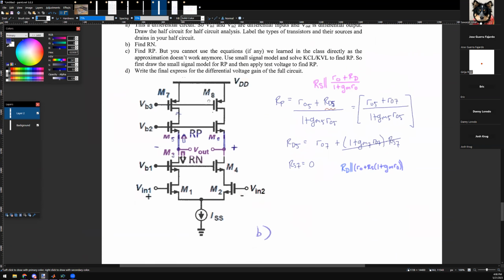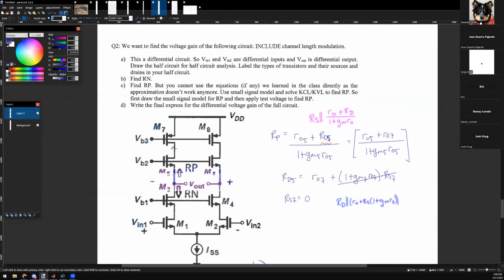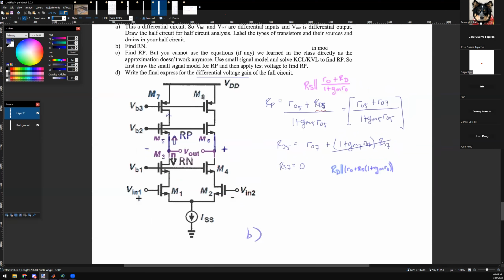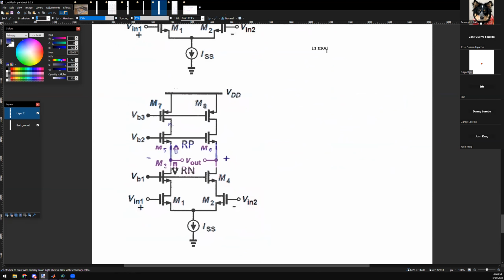Okay, so we cut this in half. Wait, did he ask you to find the half? I mean, we are supposed to half it, right? It is asking for the final expression for the differential. Oh, find the differential. Okay, yes. Okay, I take this circuit. I cut it in half.